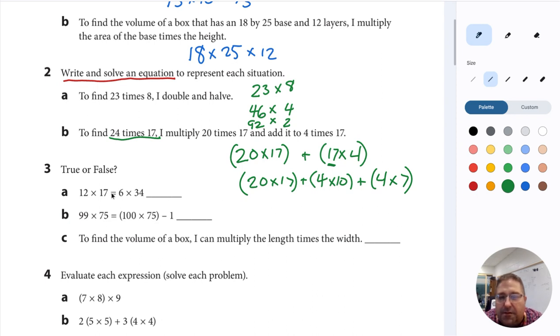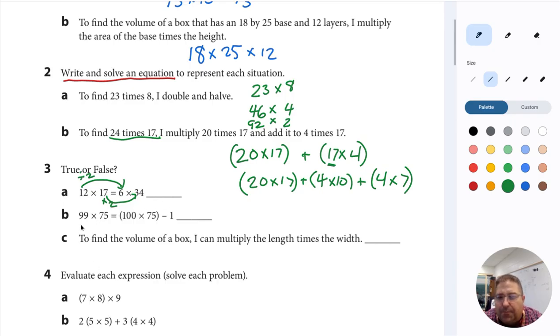Number 3, true or false. Again, it looks like they're doubling and halving. So 12 times 17, is that the same as 6 times 34? Well, I know if I'm at 12, I can cut 12 in half to get 6. So if I double 17, does that get to 34? I don't know. Figure that one out, guys.